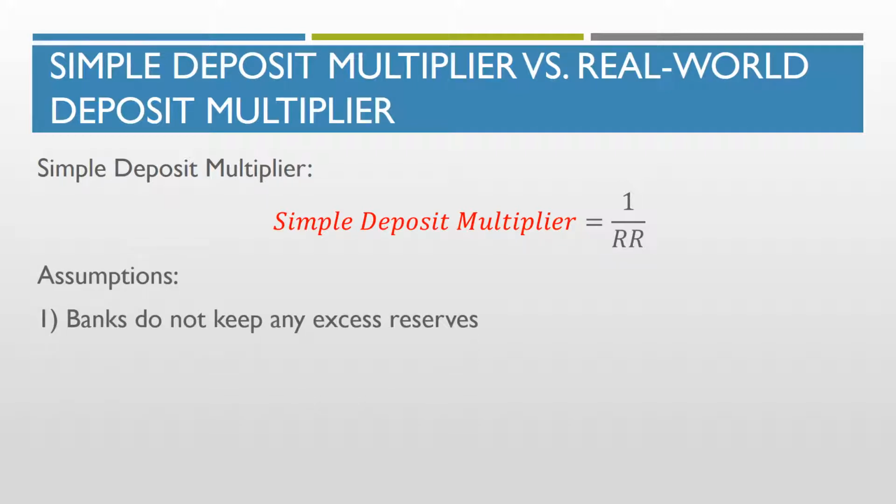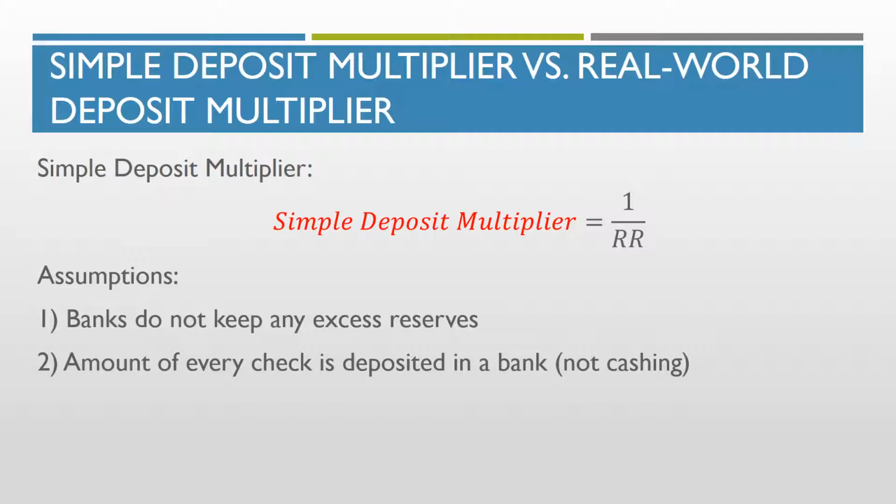But this simple deposit multiplier has some very unrealistic assumptions. Number one, we assume all the banks are not keeping any excess reserves, which we have talked about. It's very unlikely to happen because the banks want to make sure that they have the money to pay back to the depositors when a depositor comes to the bank to withdraw money.